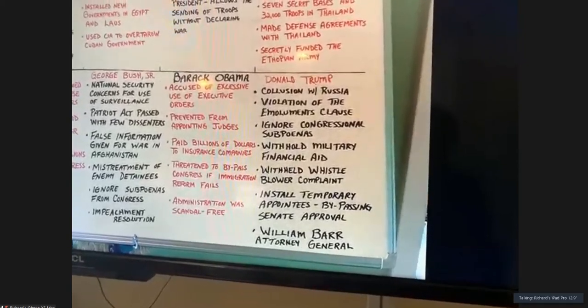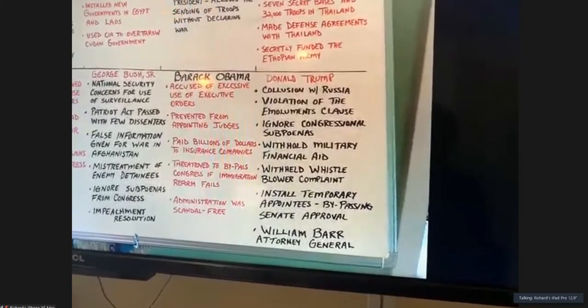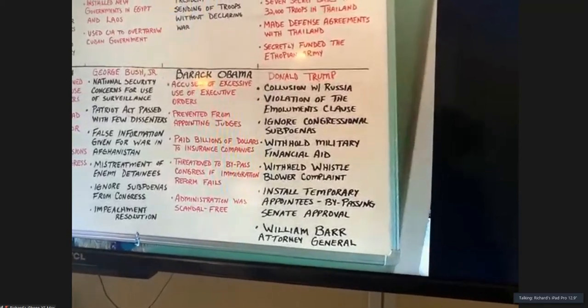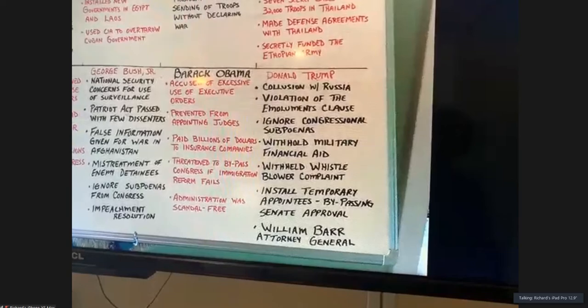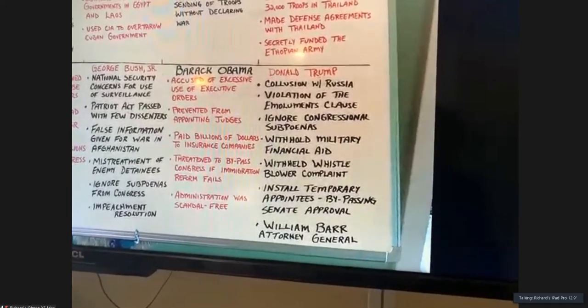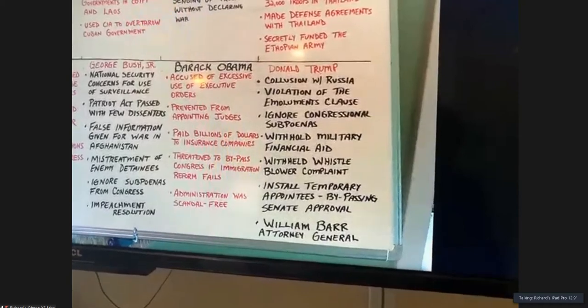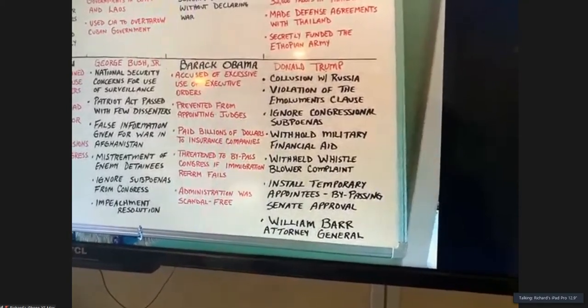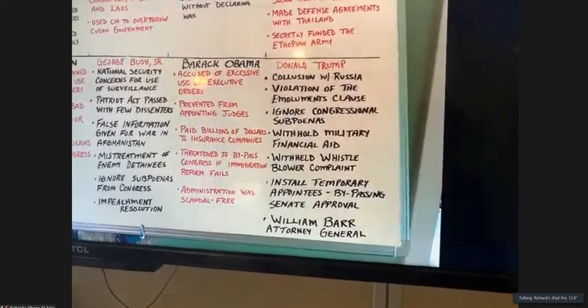So there's the concern over the Russia collusion in the election in 2016, Trump's violation of the emoluments clause, which is he's making money every time a foreign emissary or there's a meeting held at his Trump hotels.